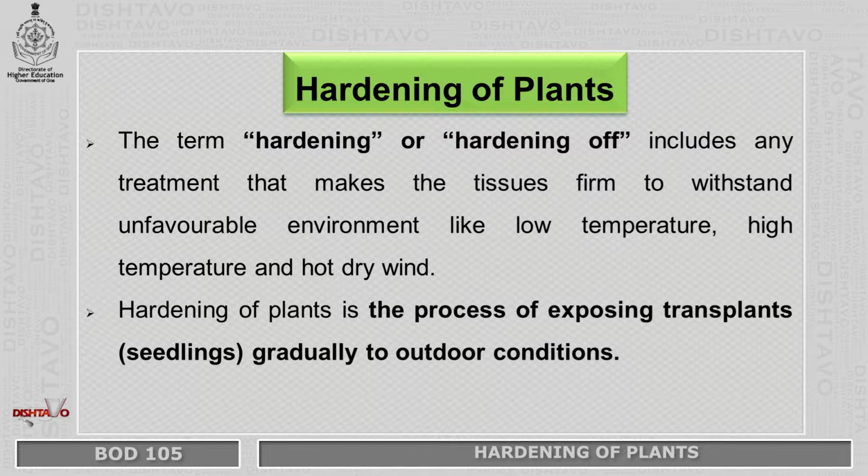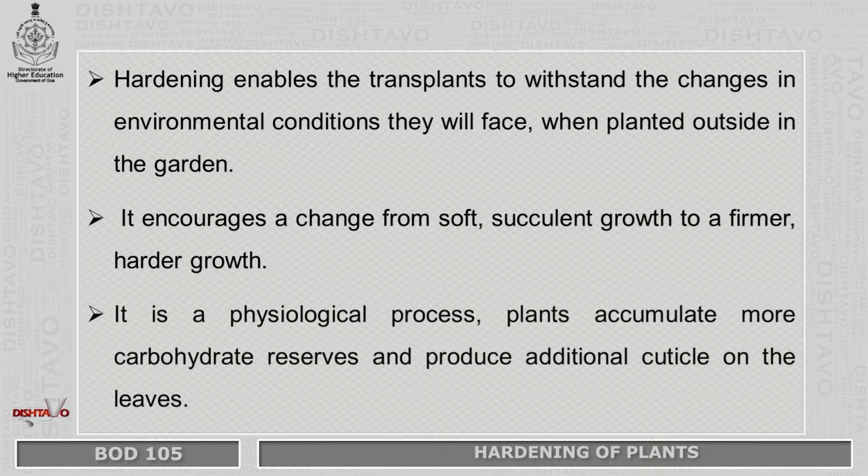Hardening of plants is the process of exposing transplants or seedlings gradually to outdoor conditions. Hardening enables the transplants to withstand the changes in environmental conditions they will face when planted outside in the garden. Hardening also encourages a change from soft succulent growth to a firmer hard growth. It is a physiological process wherein the plants accumulate more carbohydrate reserves and produce additional cuticle on the leaf surface.